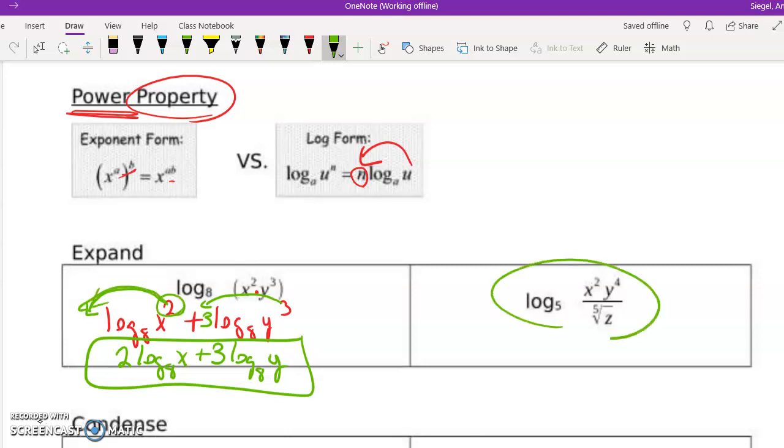Okay, see if you can do this one. Don't forget that this exponent, think of that if it's a root, this is going to be z to the 1/5 power. So I'm going to push pause here. You push pause too and see if you can do it on your own.